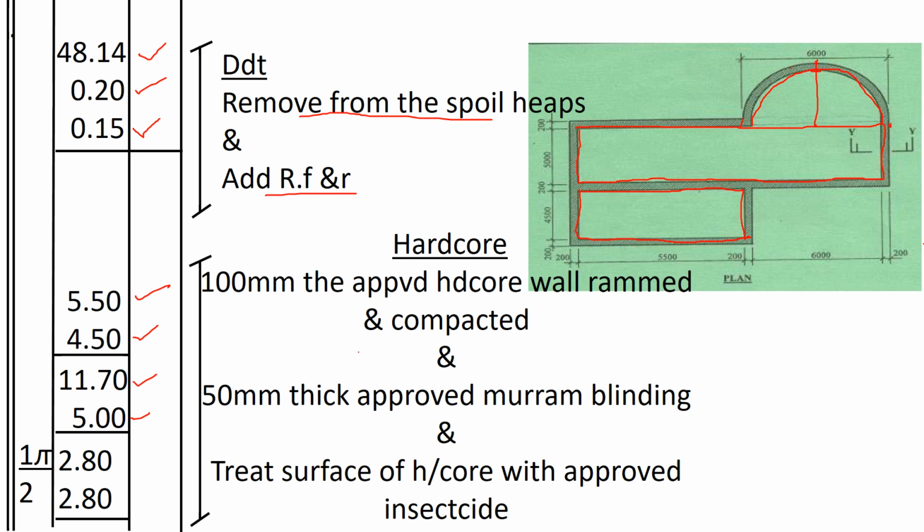R is 2.8, 2.8. So 100 millimeters approved hardcore rammed and compacted, and on the same area we shall do 50 millimeters thick approved murram blinding, and on the same area we shall do surface treatment of hardcore with approved insecticide. That's the total area. We shall do the three things.